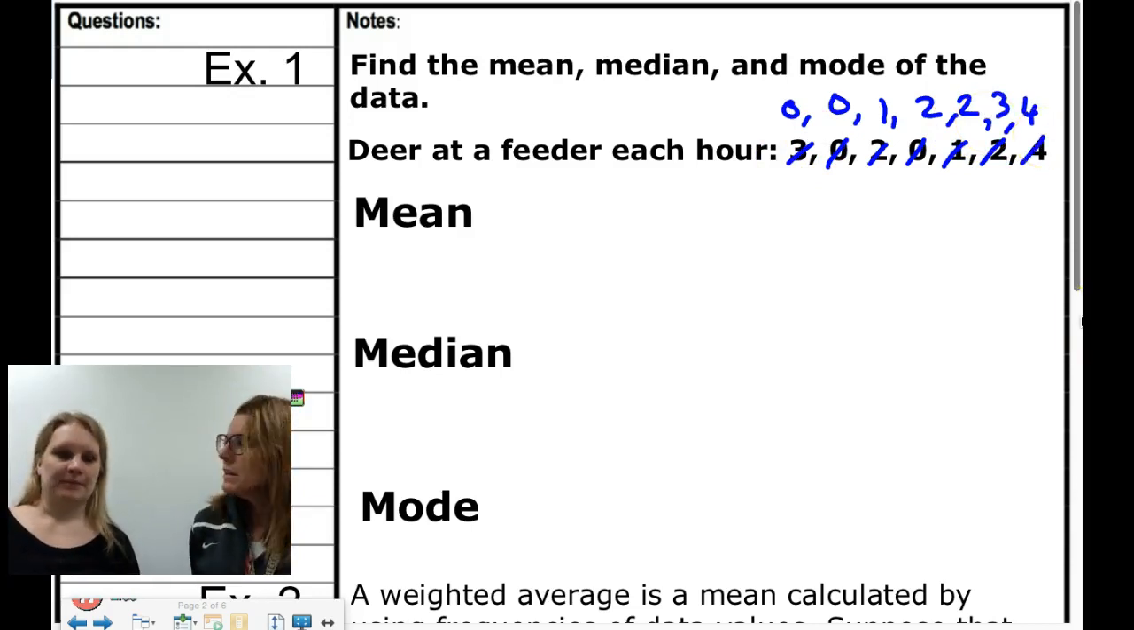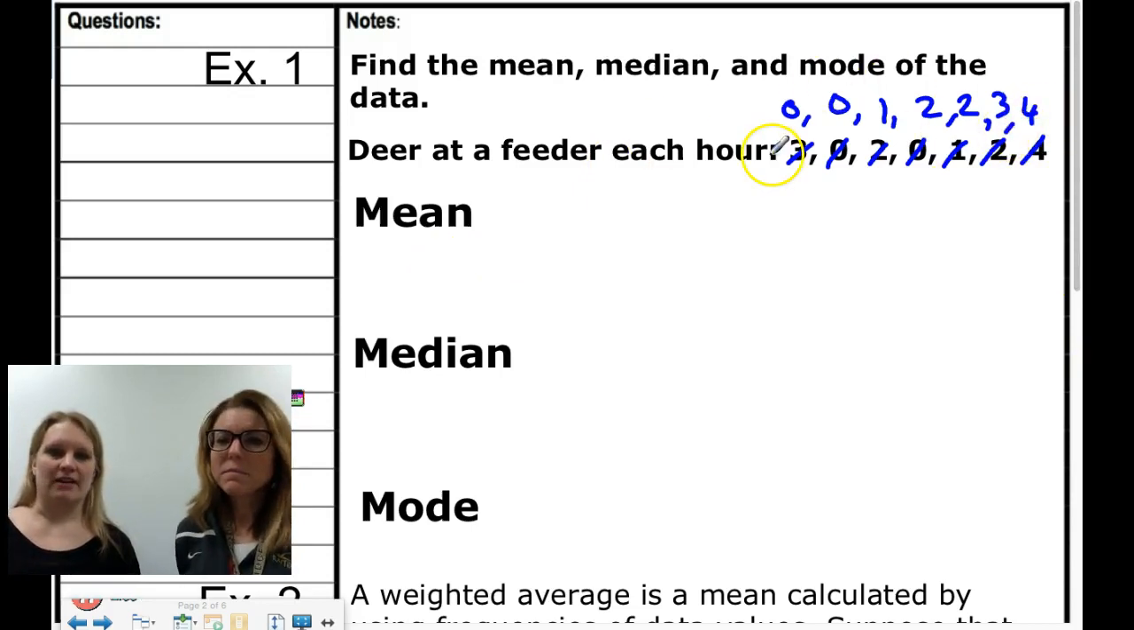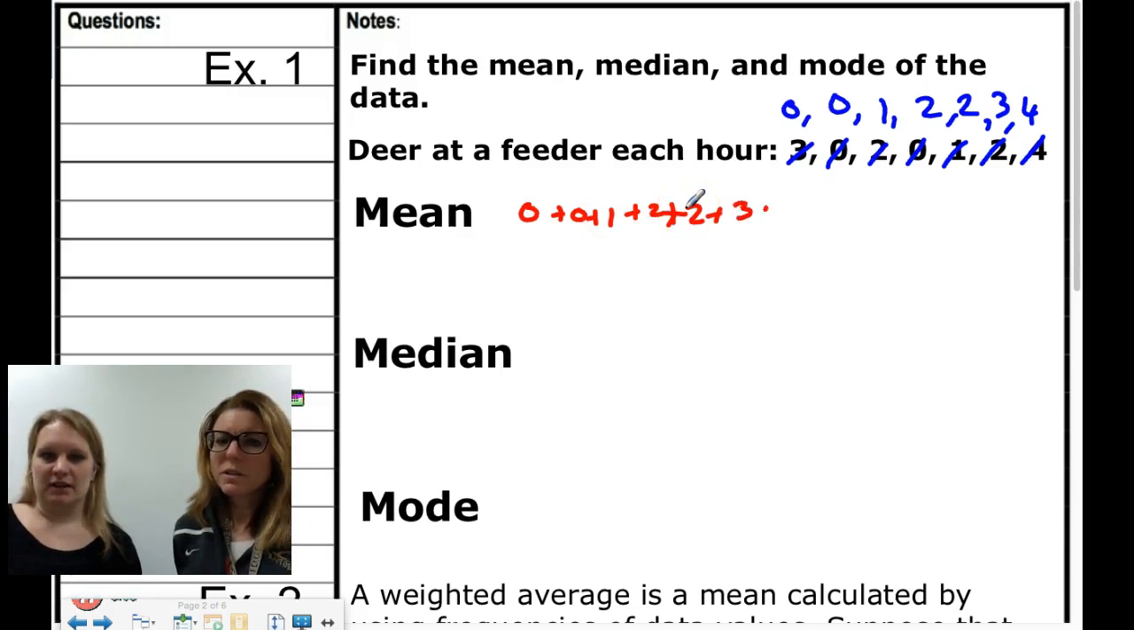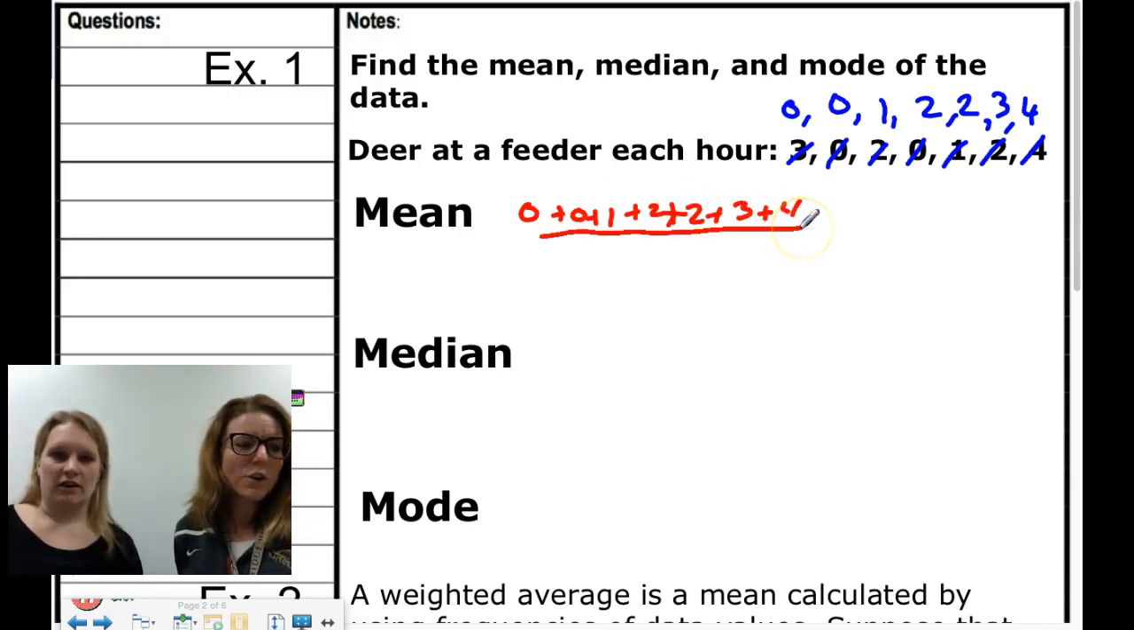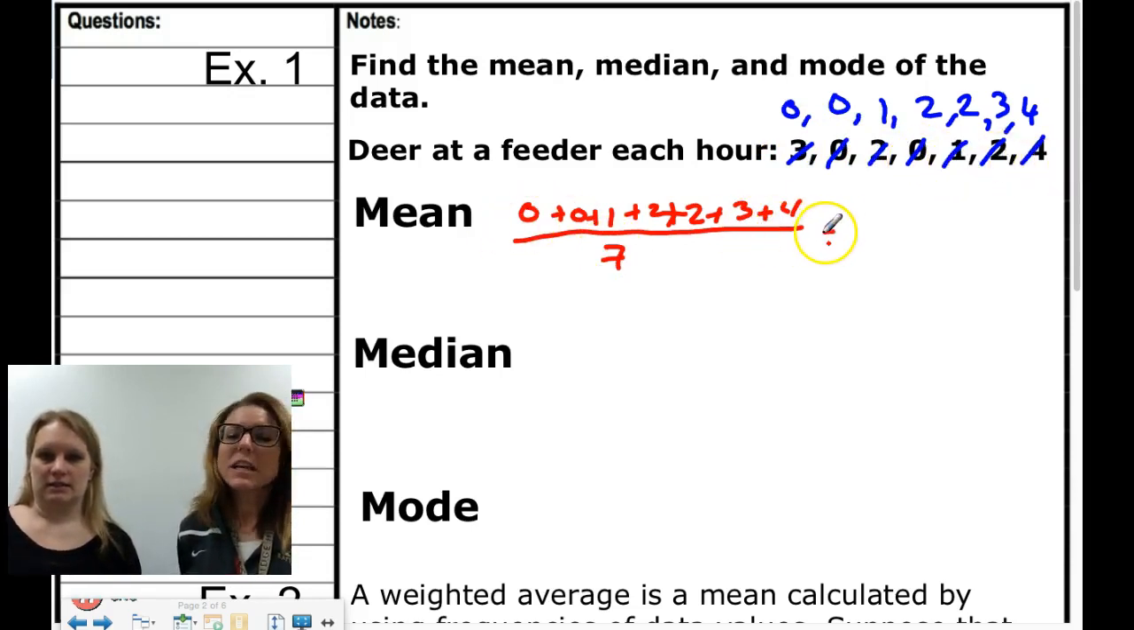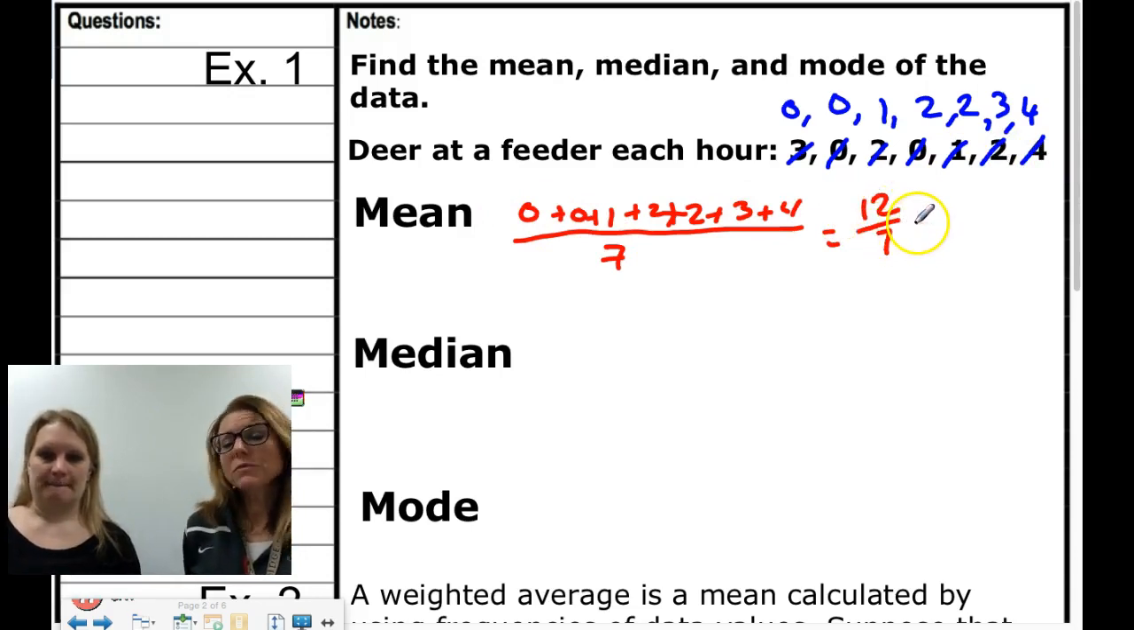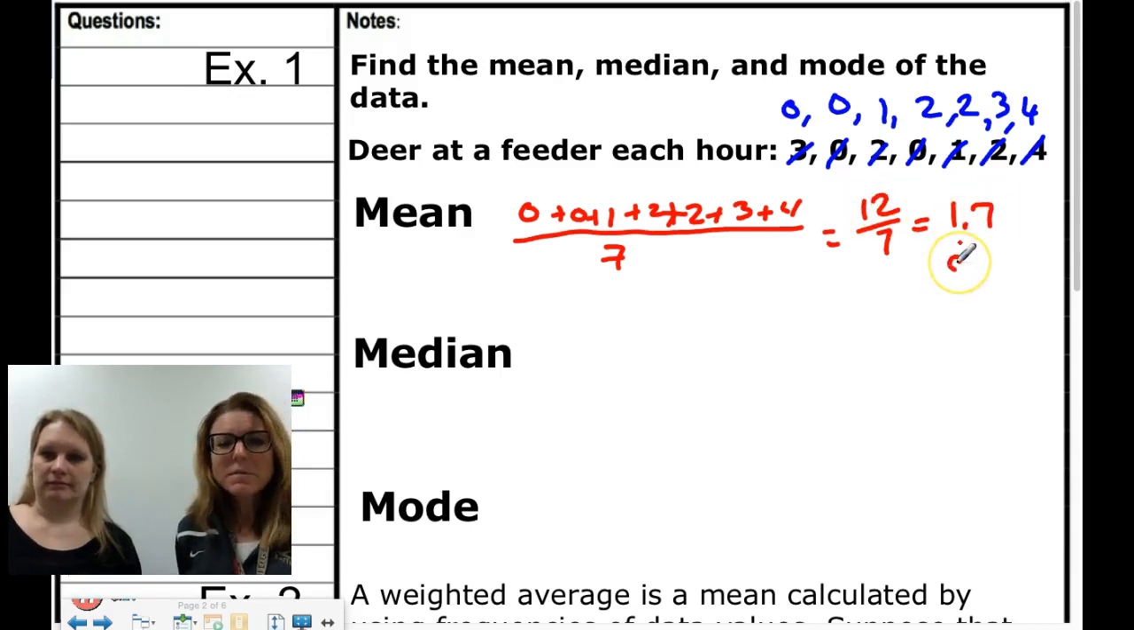Okay, let's find the mean. So the mean, we just add them all up and divide by how many there are. Right. So 0 plus 0 plus 1 plus 2 plus 2 plus 3 plus 4, all over. Let's count. There's 1, 2, 3, 4, 5, 6, 7. 7 of them. Great. And if we add all those together, we get 12 over 7, which equals, if we did a decimal, 1.7 deer. All right. Okay, that's our mean.